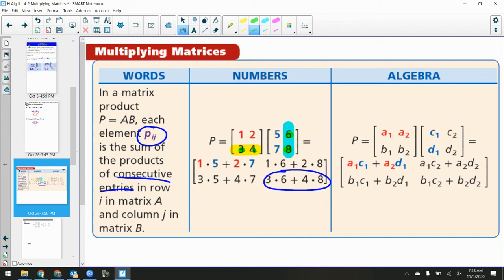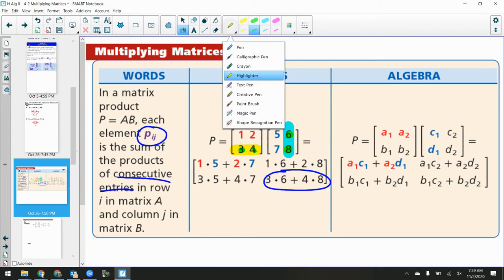I actually want to go through it, do the sum and the product and all that, so know that it's just showing the work there. But you take the row out of the first, the column out of the second. Let's pick another entry. Let's say this one.